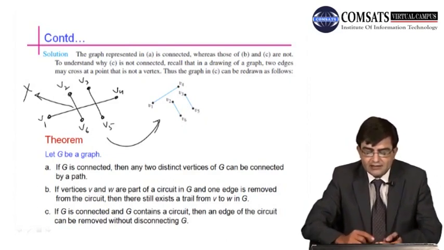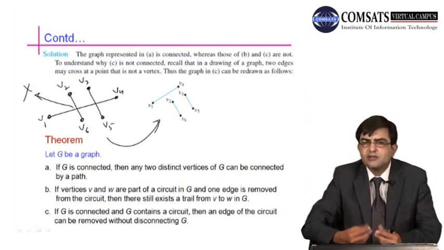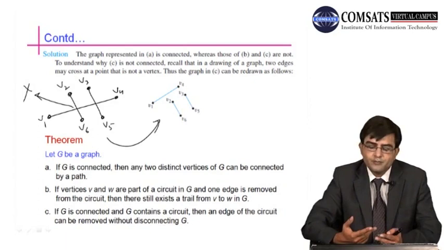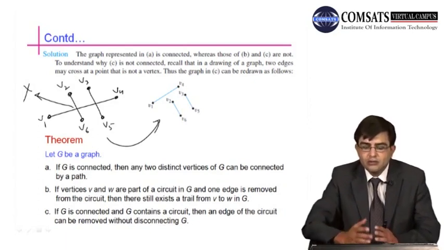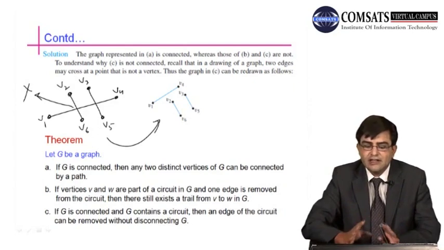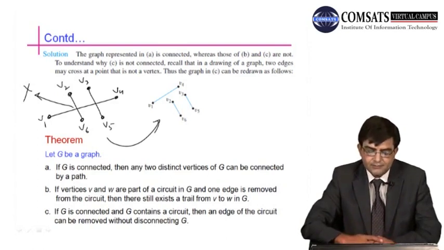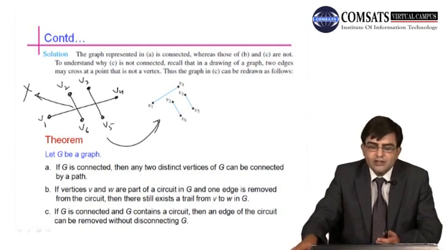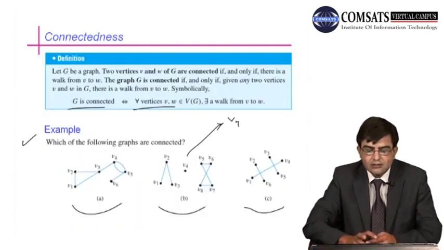If there exist at least two points in any graph, any two points, and even one such case, meaning between V1 and V5 there is no walk, then it's enough to say that this graph is not connected. We don't need to check other vertices. If you can find two vertices with no walk between them, then you simply say that this graph is not connected. So this is how we can check the connectedness of graphs.